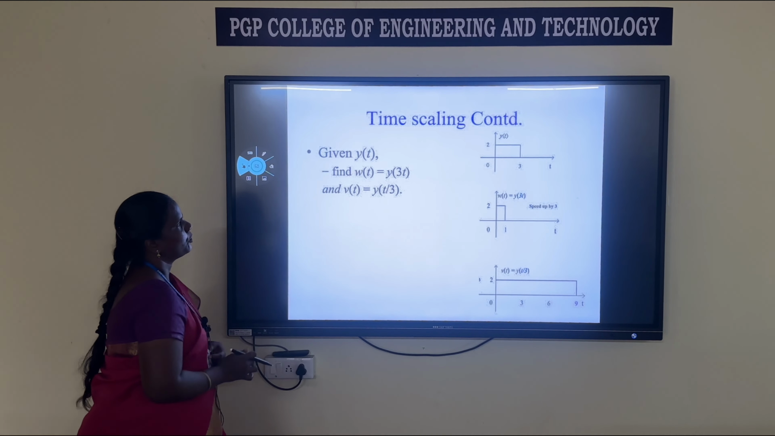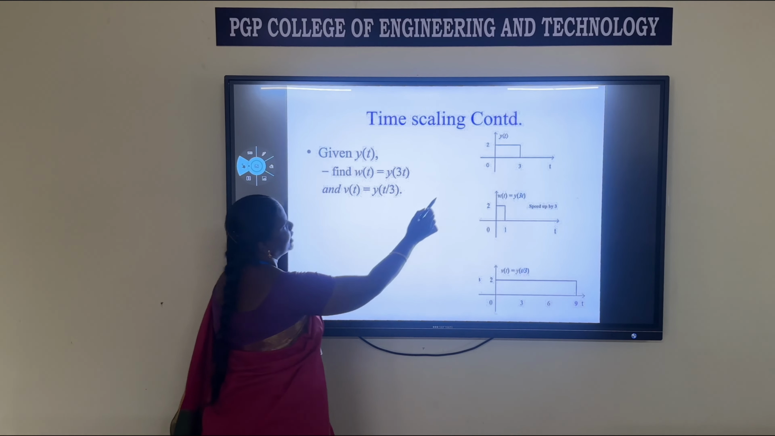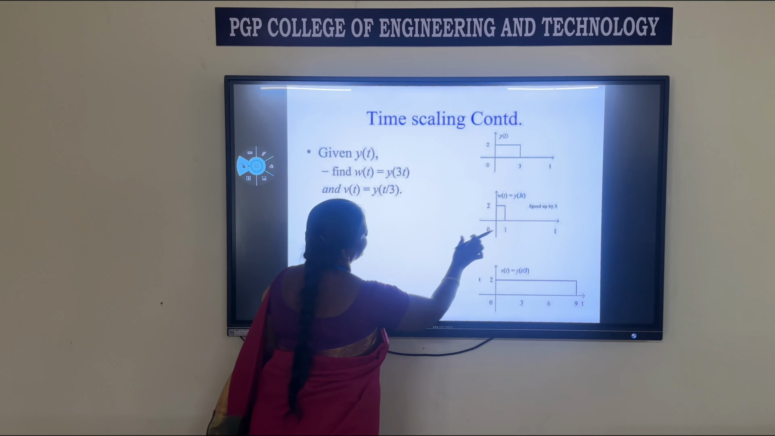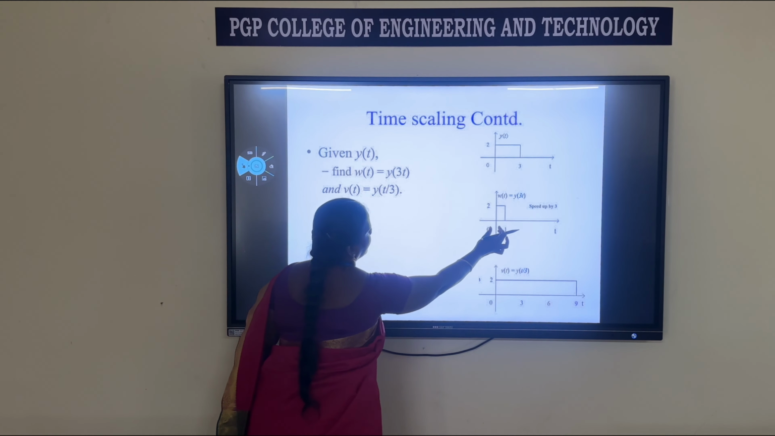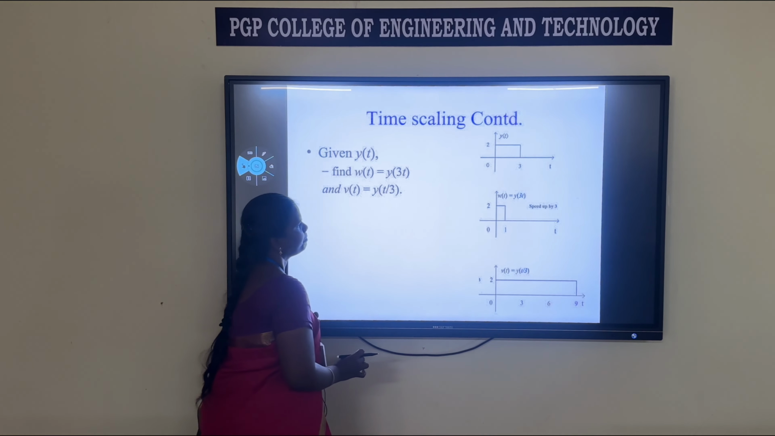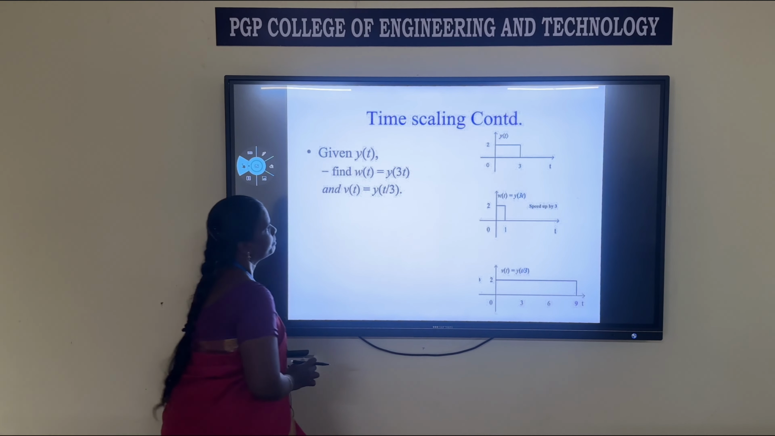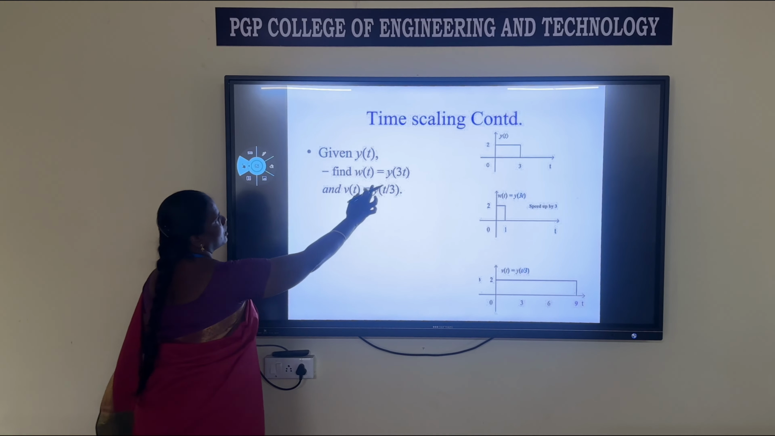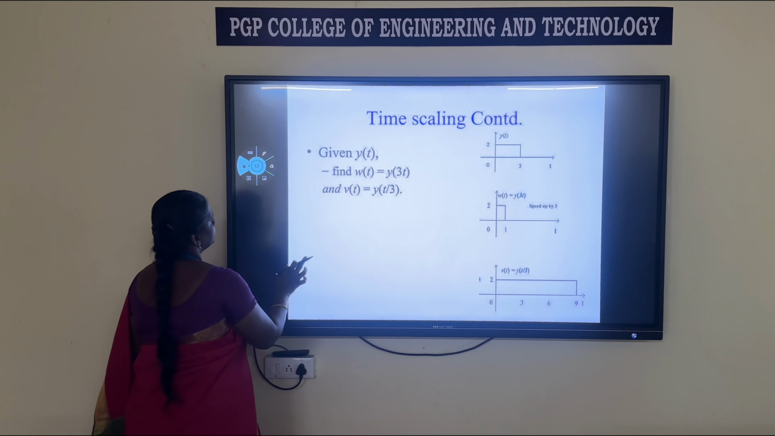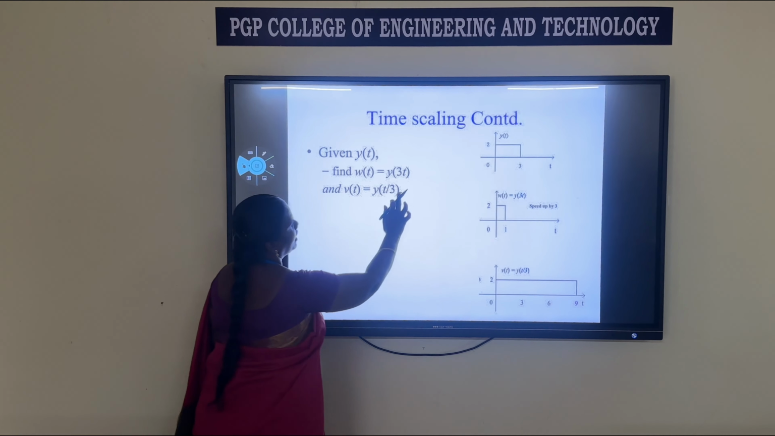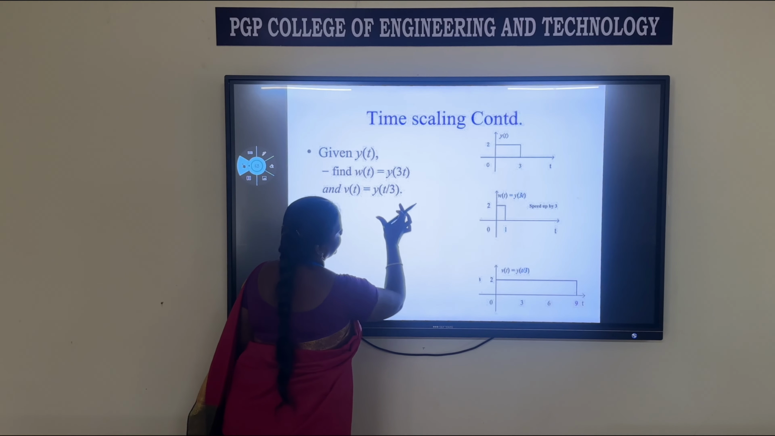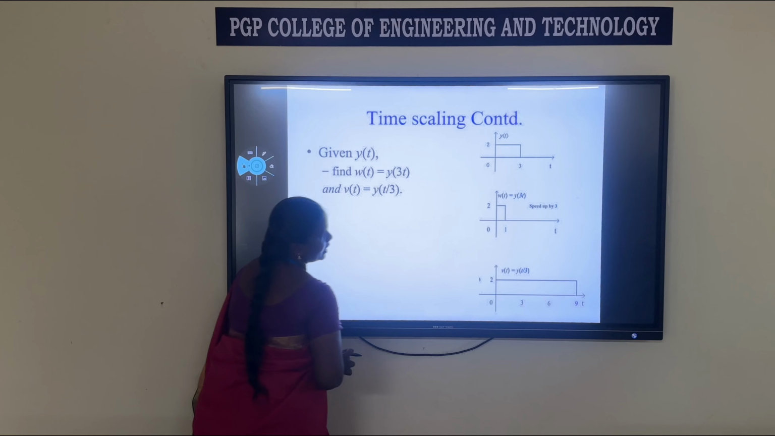So this is one example. This is y of t, y of 3t. Here the time is compressing, here the time is expanding. So here y of t is equal to y of 3t. Here the time is compressed by 3 units, here the time is expanded by 3 units.